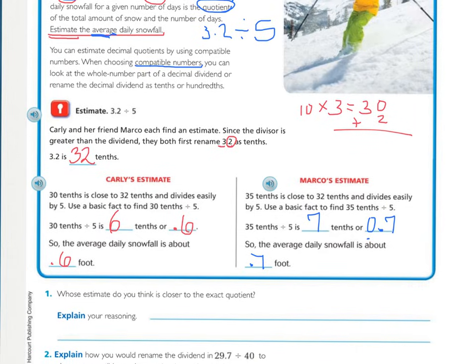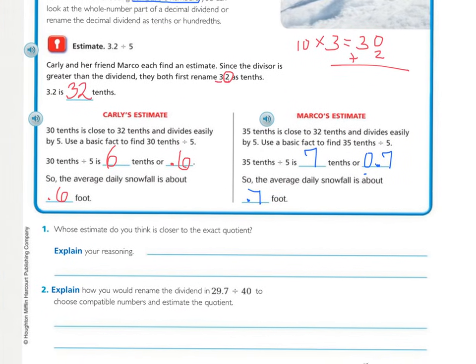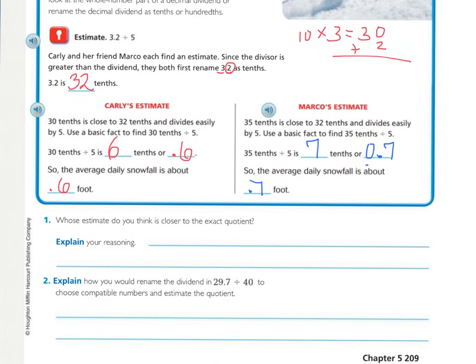As we look at number 1 and number 2, starting with number 1, remember that both of these are considered good estimates, but we're going to try to figure out which one is closer. So whose estimate do you think is closer to the exact quotient? Explain your reasoning. Think about it. Carly went from 32 to 30, while Marco went from 32 to 35. Fill in this sentence: "Blank is closer because," and then explain your reasoning. Why?